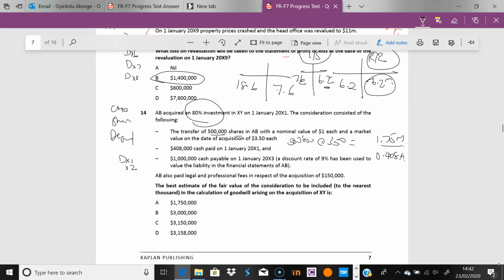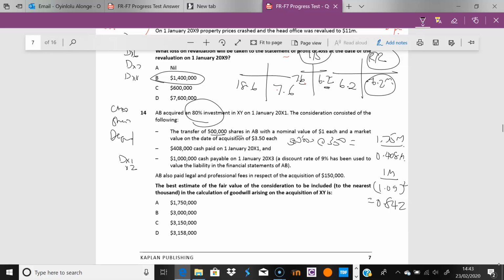So in effect, what is the present value of this? The present value of this must be 1 million divided by 1.09 squared. So 1 divided by 1.09, divided by 1.09 again gives me 0.84. I'll just round it up to 0.842.